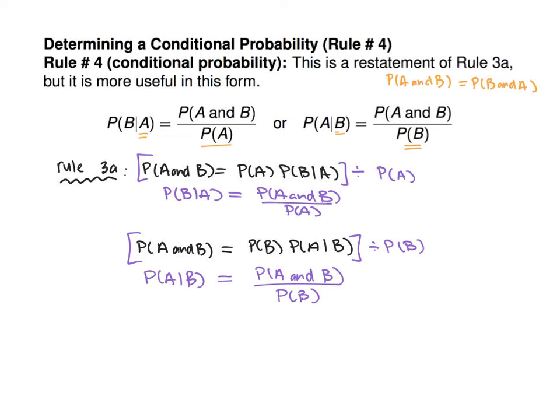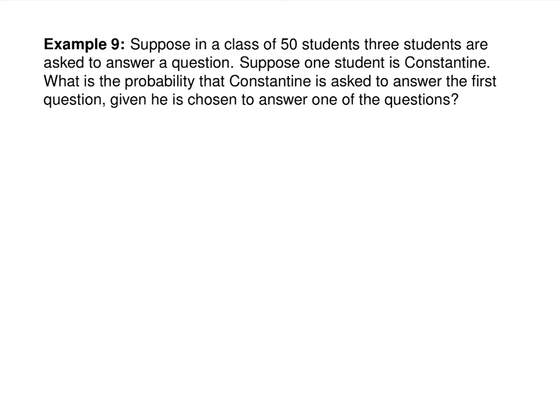All right, let's use this to solve some problems. So this one, I'd like to use that rule, but technically speaking, you don't actually really need to. You can just reason your way through this. Suppose in a class of 50 students, three students are asked to answer a question, and suppose that one student is Constantine. What is the probability that Constantine is asked to answer the first question, given that he is chosen to answer? So let's just state what this is based on a little bit of logic, and then let's use those rules to figure it out.